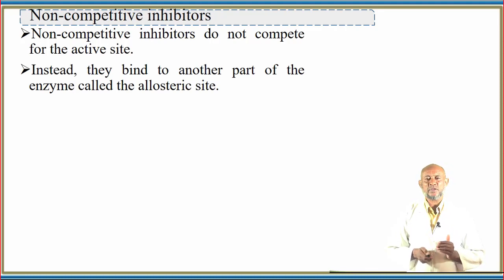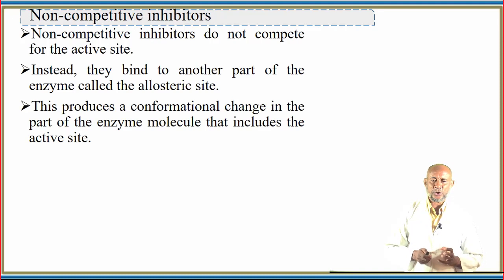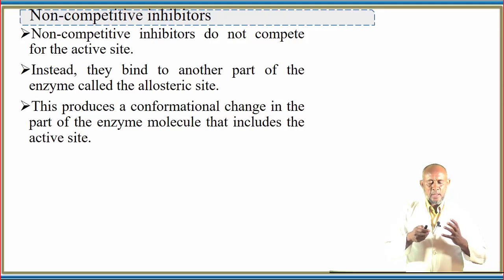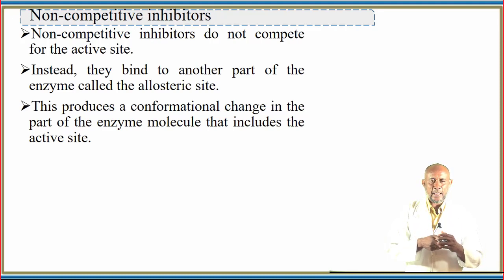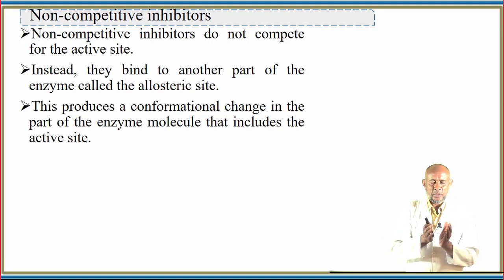Therefore, the non-competitive inhibitor, rather than competing for the active site, just binds to the allosteric site of the enzyme. This produces a conformational change, a structural change, in the part of the enzyme molecule that includes the active site. When the non-competitive inhibitor attaches to the allosteric site of the enzyme, the conformation will be changed.